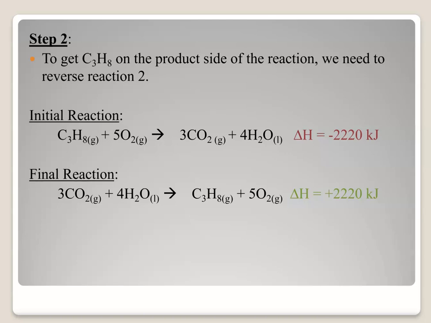Another of the given reactions does contain propane, but it is shown on the reactant side, and we will want it to be on the product side because that is where it is shown in the final reaction. To reverse the reaction, we will switch the products with the reactants and change the sign for the enthalpy change.